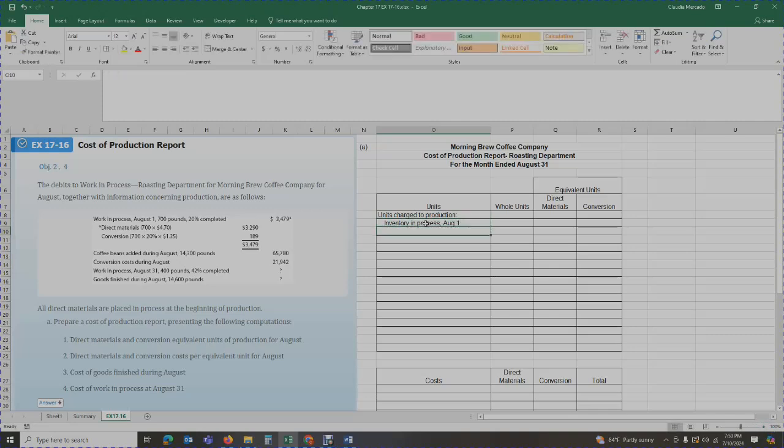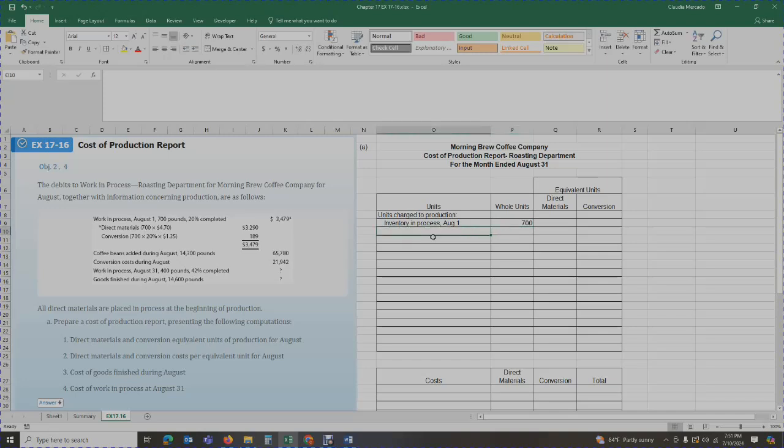So what did we start off with last month? Whatever was not finished last month needs to be finished this month for sure. So we need to begin with our work in process. According to the report, there's 700 pounds of work in process that has not been completed. It's only 20% complete. So how many pounds do we have? And this is in whole units. We've got 700 pounds of coffee that have been put into production but have not been completed. So that's 700 units.